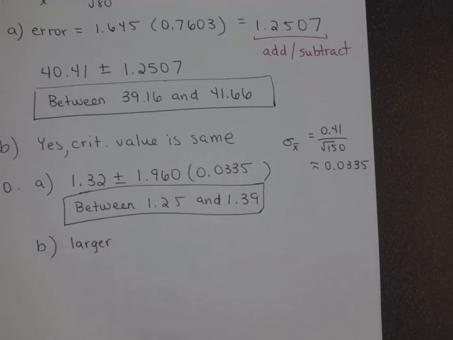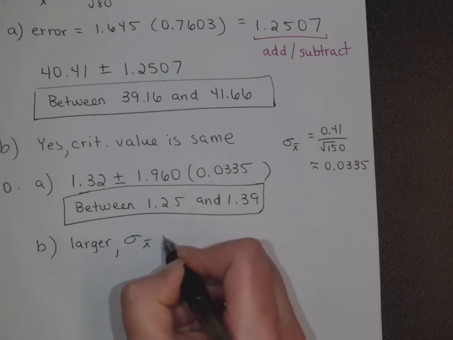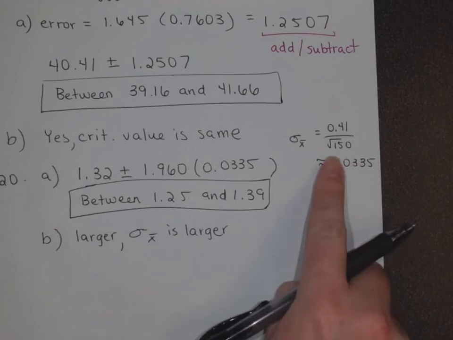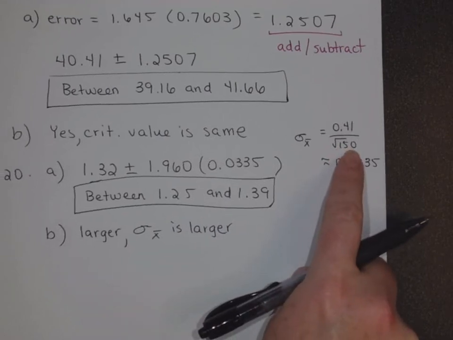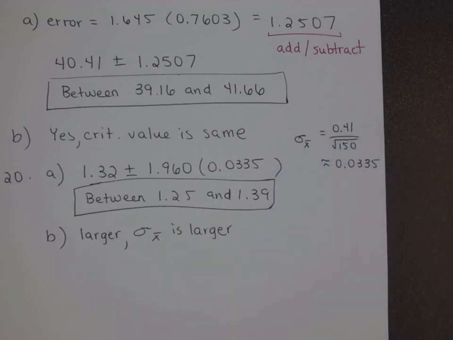And again, if you have to figure that out, figure out why that is. But the reason is because this would be larger. Your critical value actually doesn't change, okay? But when you find your new standard deviation, you would be dividing by a smaller number, essentially. So it would make your standard deviation of the means larger.